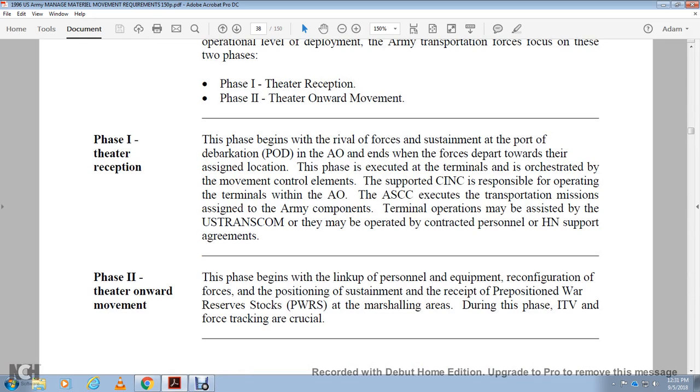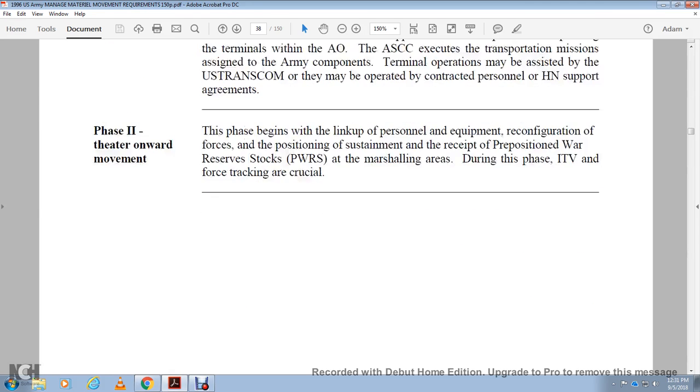Phase 2 begins with a link up with the personnel, reconfiguration for repositioning, and sustainment, and the receipt of repositioned war reserve stocks, or occurs at the marshalling area during the phase. ITV and force tracking are crucial.